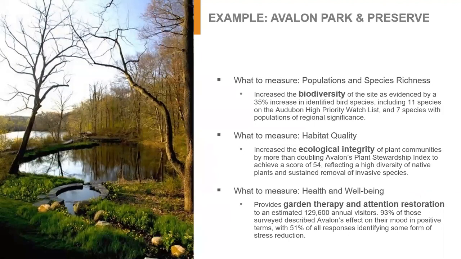So what we measured for these sites, I'm skipping a little bit ahead to show you what the metric is and what they measured. But for Avalon, it really made sense to look at populations and species richness. So how can you measure biodiversity? And then habitat quality was another one. So looking at ecological integrity of the plant communities, that's that native versus invasive species. How that was improved on site, and then trying to get at that sort of restoration, that harmonious feeling that they wanted people to get.